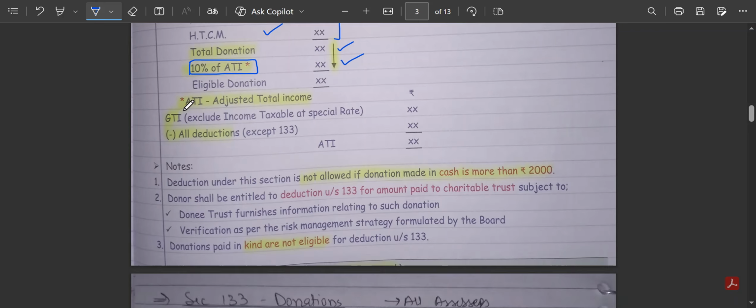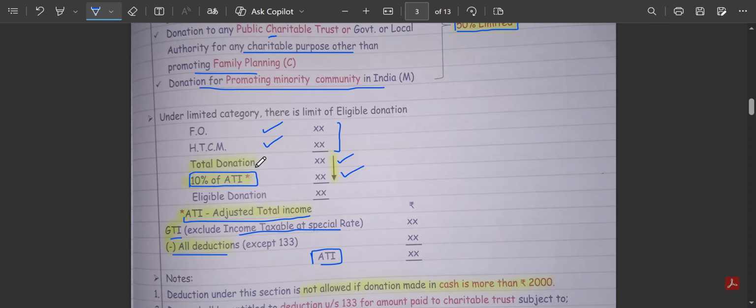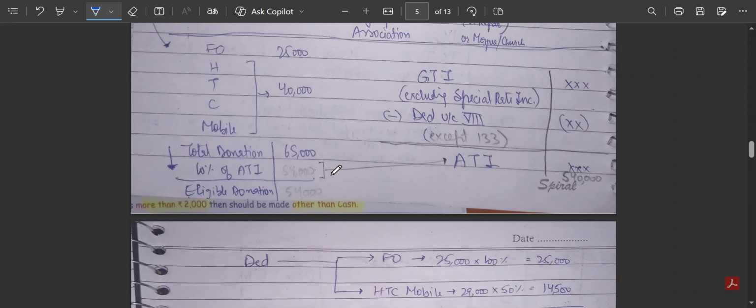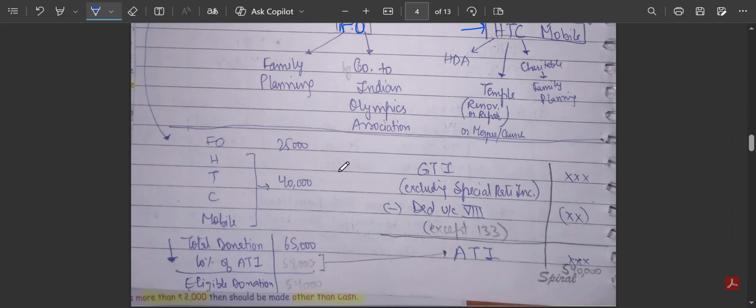So firstly, ATI means gross total income, excluding income taxable at special rates like LTCG and STCG, and then we reduce all the deductions from it except Section 80G deduction. That will give us ATI, and using ATI, we compare it to actual donations and get the amount of eligible donation. Here is an example of the same.